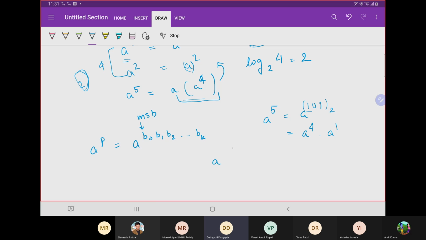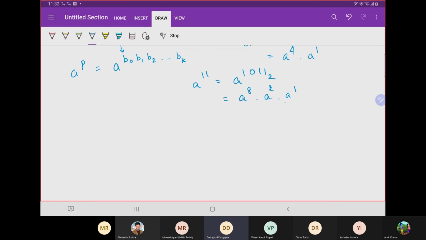For any number, if I take 11, it will be written as 1011 in base 2. So what is this basically? We need a power 8, which is in the 8th place, we don't need a power 4, we need a power 2, and we need a power 1. So you see that there are only log to the base 2 bits, hence we need log to the base 2 product terms. And if we pre-calculate these terms, then you can do this in one step.